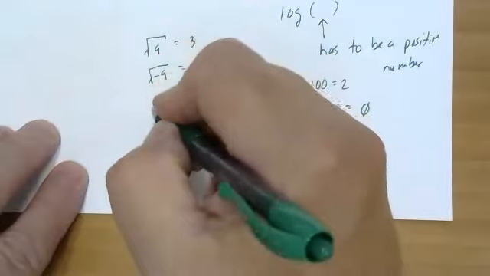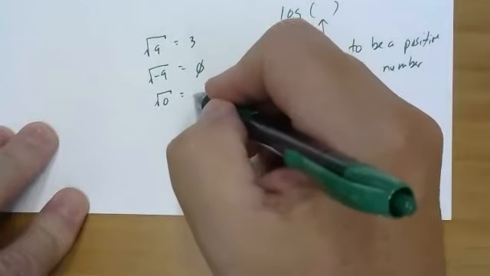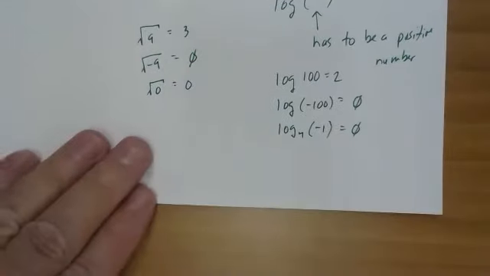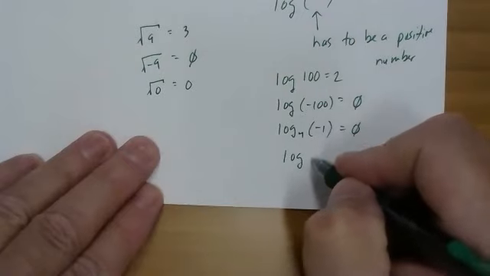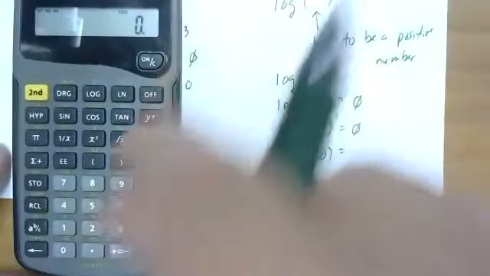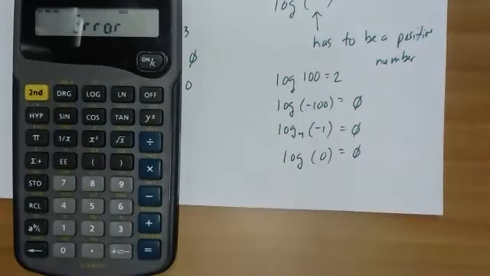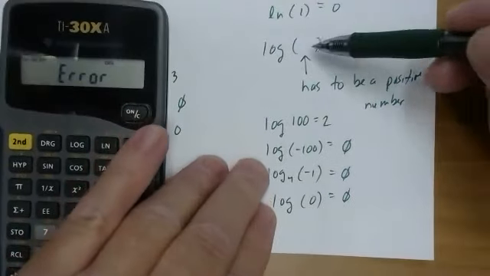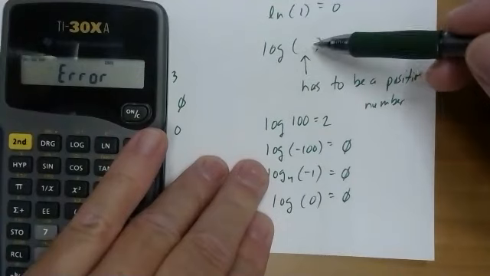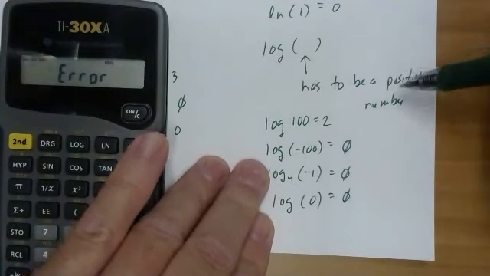One final point. What happens when you take the square root of 0? Square root of 0 is actually 0. What happens if you take the log of 0? Now I can tell you the answer, but just for fun, here's a 0. I hit the log key, still undefined. And that's why up here I said, anytime you're taking the log of a number, the number here has to be a positive number. It can't be 0 and it can't be negative. Has to be a positive number.